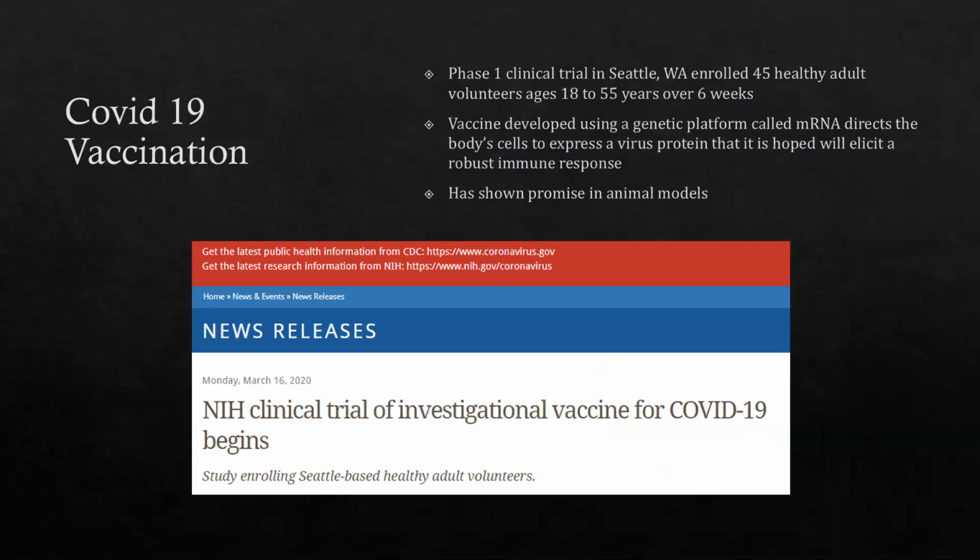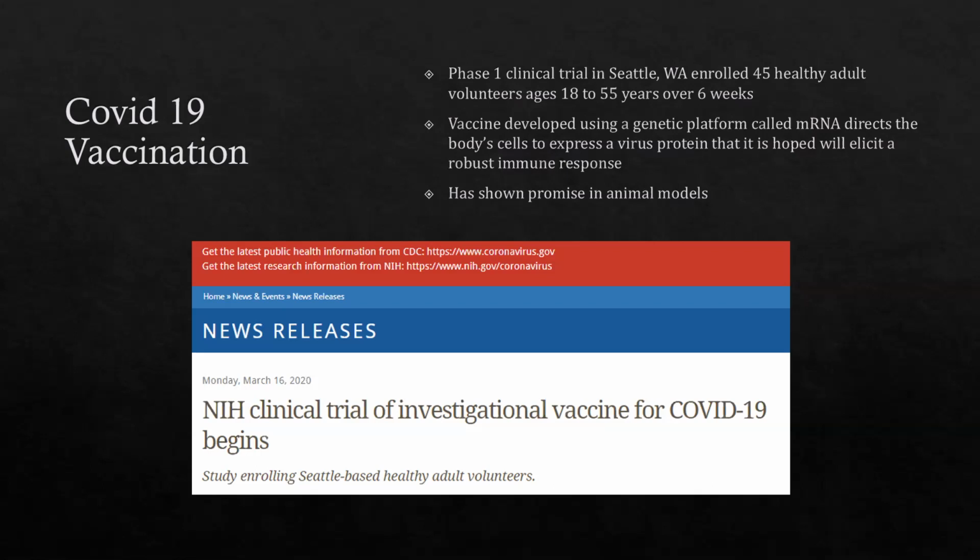Just kind of touching too on a vaccine. There's a phase 1 clinical trial being done in Seattle, Washington that took 45 healthy adults. They split them into 3 cohorts of 15. And these volunteers were anywhere from 18 to 55 years old. They enrolled them over a 6-week period and then gave them different doses, 25 micrograms, 100 micrograms, or 250 micrograms in 2 different doses of the vaccine.